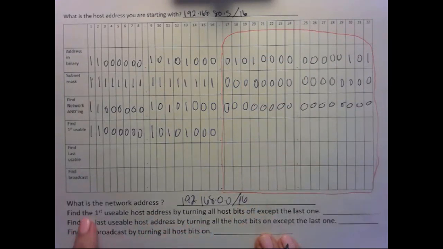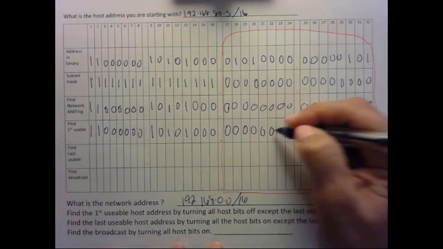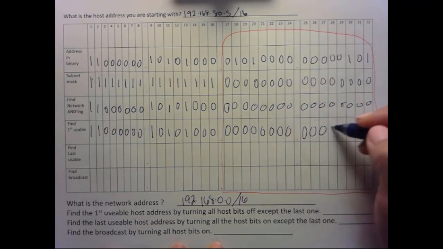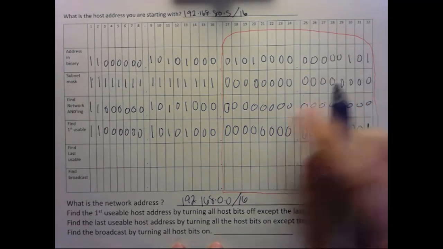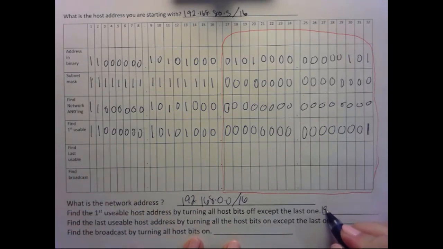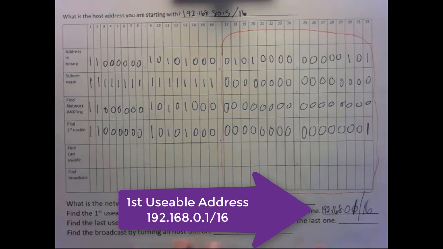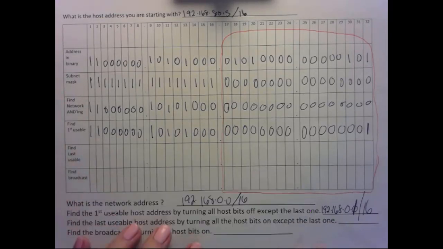Okay, so the definition of the first usable address is when we turn all of the host bits off except the very last one. So that's easy. We just leave these all off, right? Off, off, off, off, off, off, off, except this one. So what is our first usable address? It's going to be 192.168.0.1/16, right? Now let's figure out our last usable.